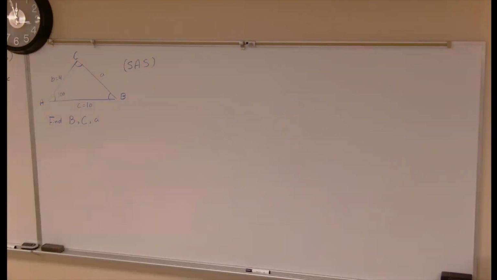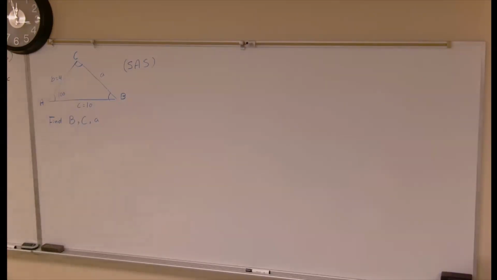Then they ask you to find B. Can I start by finding the angle B? Yes, if I use cosine B, because that's the only formula that contains B. But do I have the side A? No, so I can't use it. So what do I have to do? They're telling you to find B, angle C, then the side A.